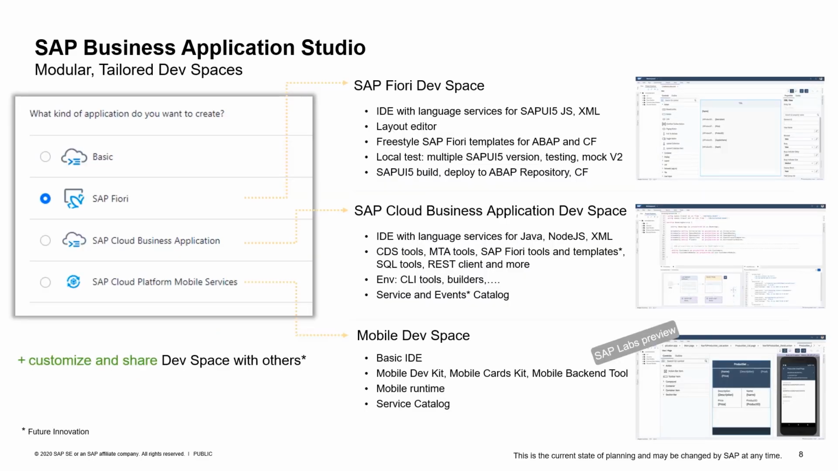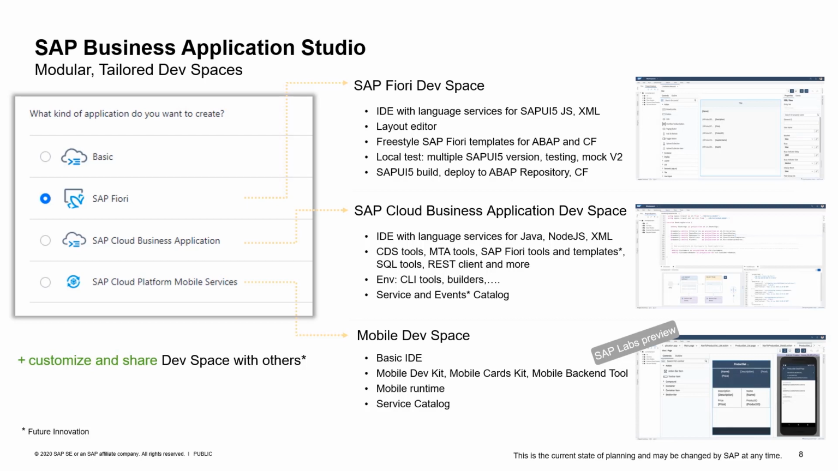Dev spaces are at the heart of SAP Business Application Studio. Let's take a closer look at this concept. Here you can see additional examples of dev space types according to applications you'd like to develop: SAP Fiori, full stack application based on SAP Cloud Application Programming Model, and mobile dev space as an example.